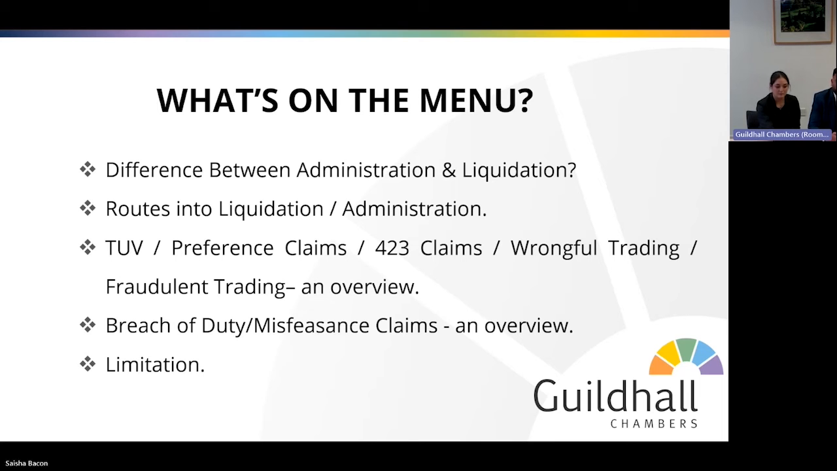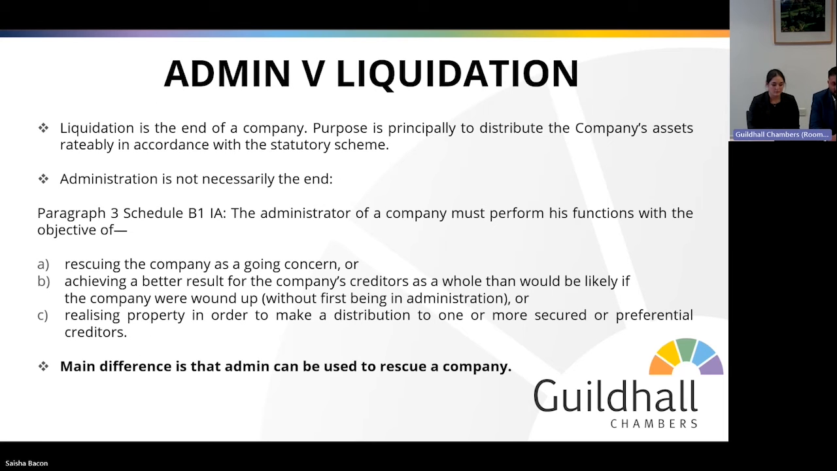So I want to start with a discussion of the difference between administration and liquidation. The first thing to remember is that liquidation is the end of a company. The purpose of it is to distribute the assets in accordance with the pari passu regime. So it's shutting up shop in every sense of the word. Whereas administration, it isn't necessarily the end. And we know that because when we look at paragraph 3 of Schedule B1, we see that the administrator of a company must perform his functions with the objective of, and it's only necessary for this purpose to look at paragraph A, rescuing the company as a going concern.